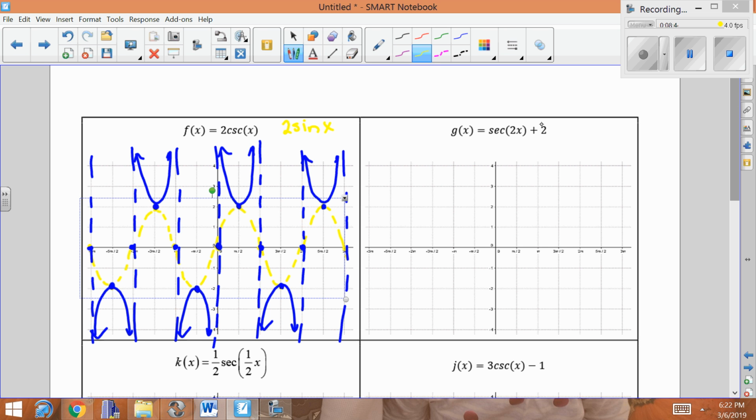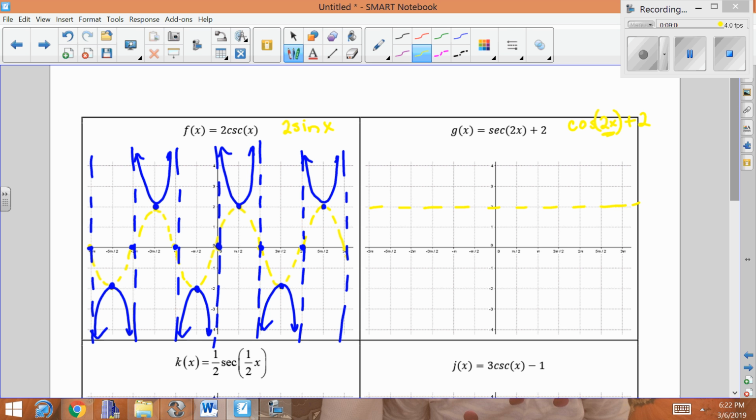Again, same idea for this one, except here it's the secant. We're going to do the cosine. So I'm really going to start by graphing the cosine of 2x plus 2. So since it's plus 2, we're going to move the midline up. Still has a normal midline with it. Notice it has the 2x on the inside. That means the period is going to change.